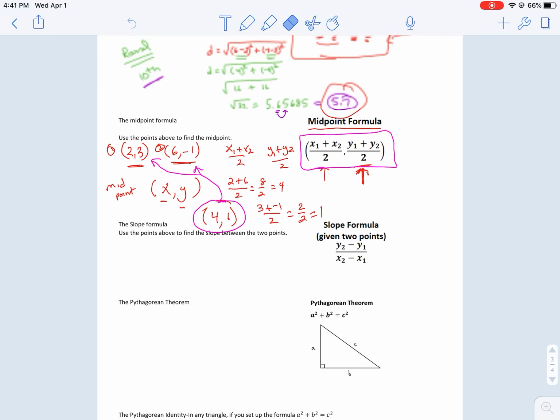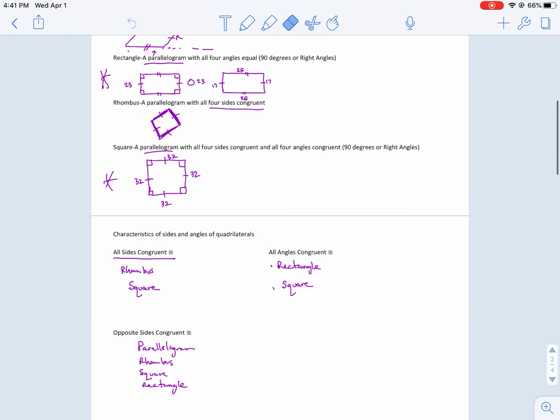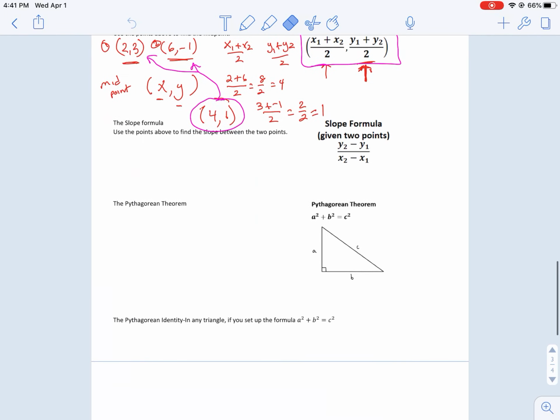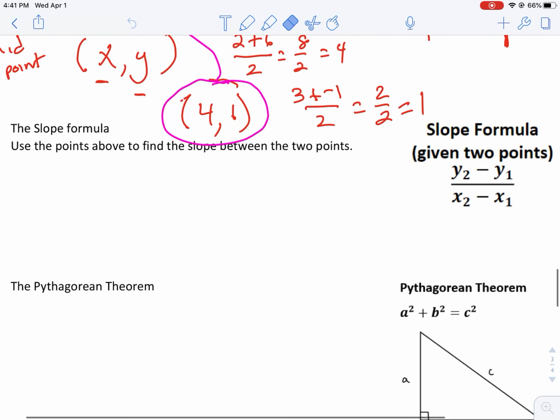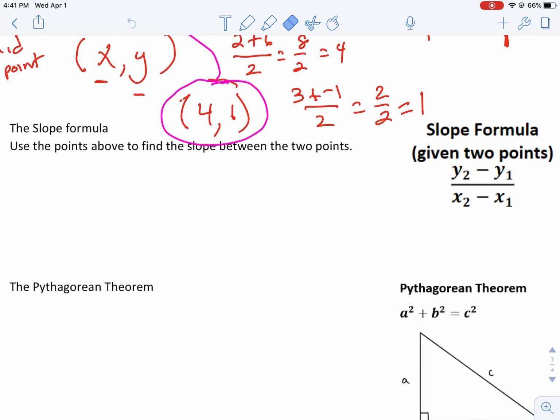So I'm going to go into that shapes by characteristics. Again, this is that form that we filled out with you guys all week, all right? And we left off here, the slope formula. Now the slope, I think people are better at because they've seen this before.